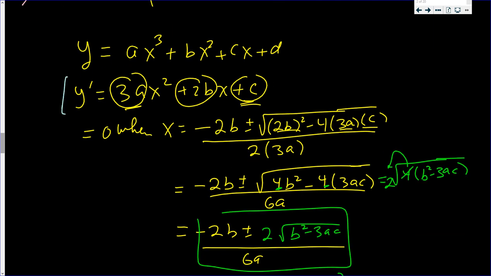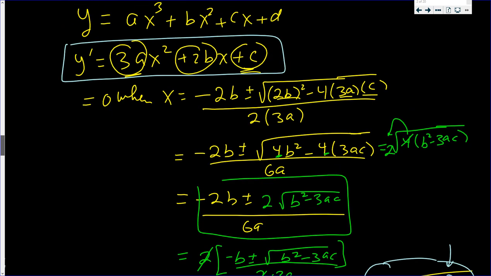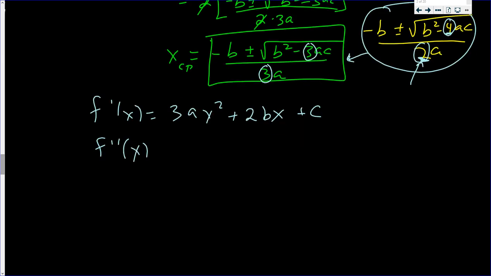Here is the first derivative. I'm going to copy it down. The first derivative was 3ax squared plus 2bx plus c, right? Yeah, plus c. Well, let's find the second derivative. That's where you find the points of inflection. Bring down the 2, you get 6ax plus b, a constant times x. The derivative is just the constant.